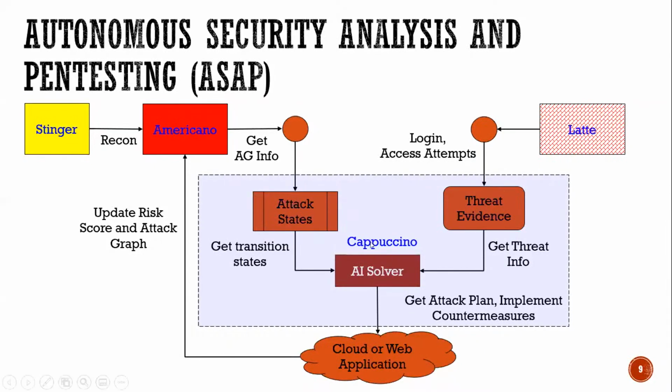And Cappuccino, which is kind of the network controller, takes all this information from Americano and Latte and encodes it in the form of an AI model, a Markov decision process. Based on that model, it identifies some attack plans. Like if a penetration tester were to test or attack this network, what kind of plan would yield him maximum output? And eventually, we can execute these attack plans on a cloud or web application and update the risk score and attack graph, which is basically Americano.